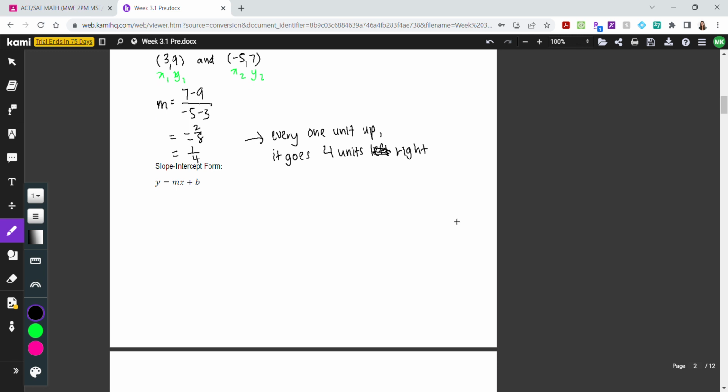All right, now with slope-intercept form, this is one way to write your linear equations, and it's the most common form that appears in questions. So it's really helpful to remember y equals mx plus b, right? So y here is the y coordinate of the point given, or of the point on the line. m is your slope. x is the x coordinate of the point on the line.